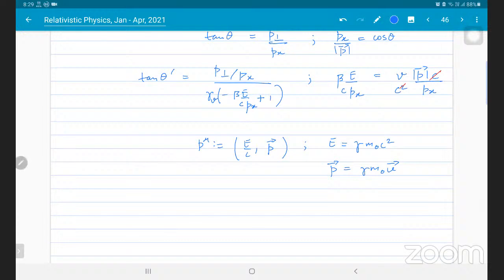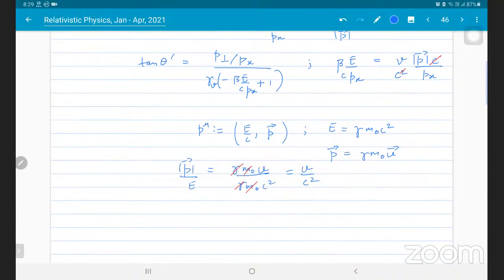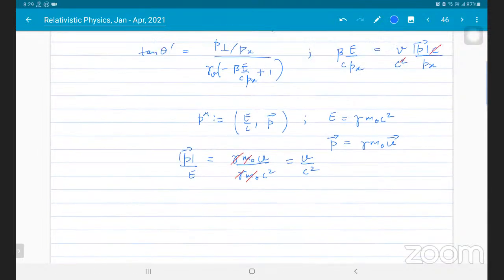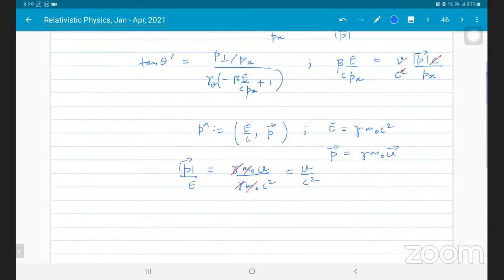So if you take this momentum P and divide it by E, what will you get? You'll get gamma m naught u magnitude over gamma m naught c square. So you get u by c square. Right, so this is true for any object, not just for a massless one. So I want to use this expression here.